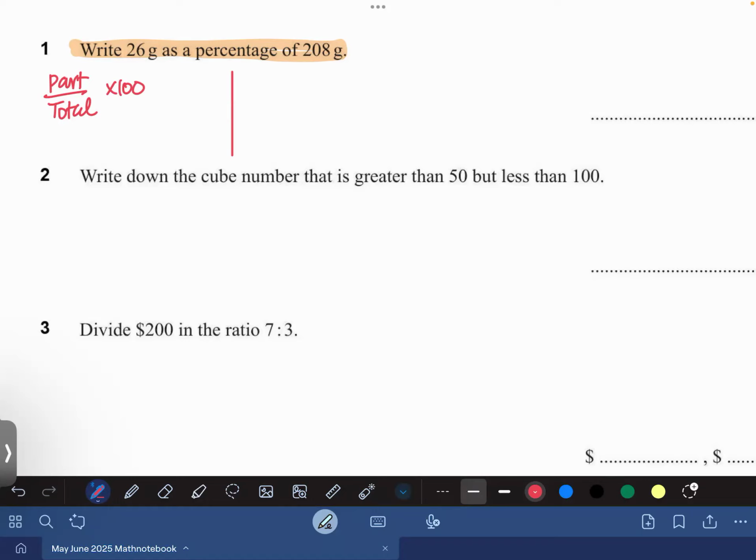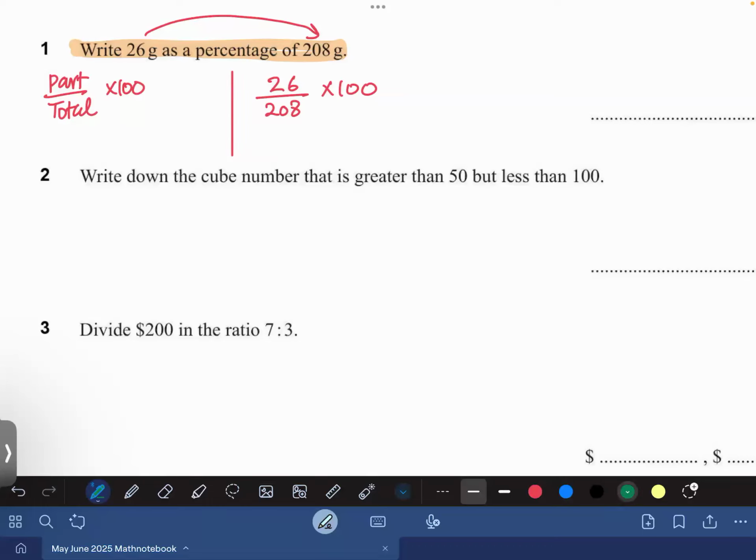The examiner can cross-check you as well, for example it could be written as 26 grams and the other quantity in kg. So remember that whenever you are converting something into a percentage, the units must be the same. So 26 divided by 208 multiplied by 100 would be the technique to find the answer.